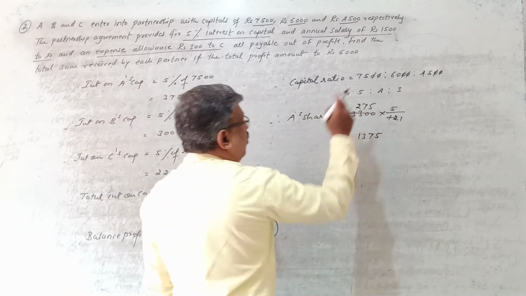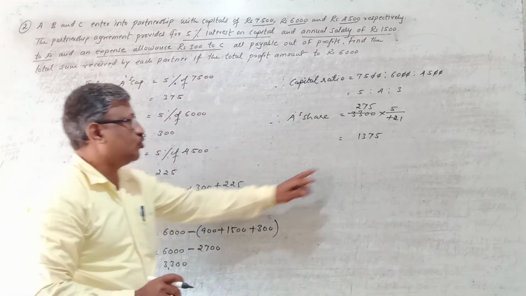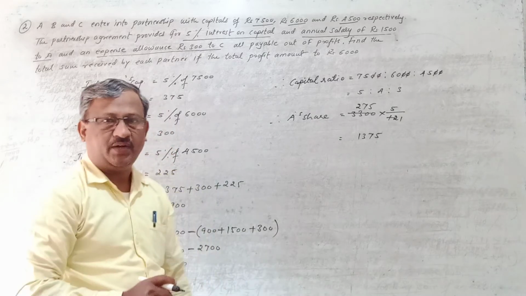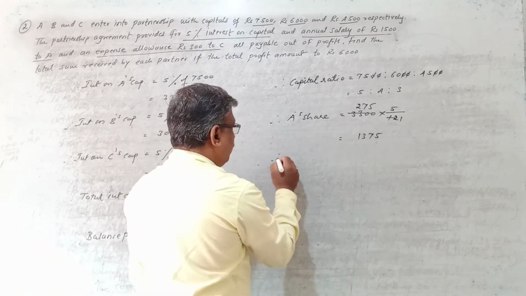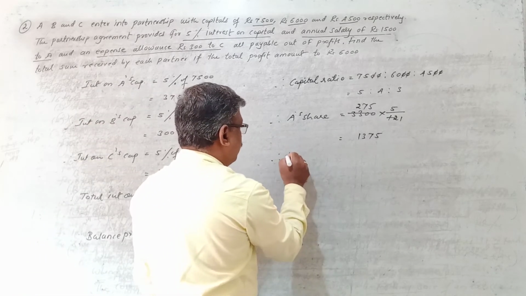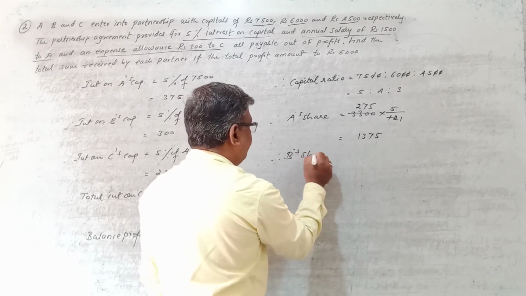So A's share out of this balance profit comes to how much? 1,375 rupees. Like that you distribute to whom? To B and C now. So now you calculate B's share.